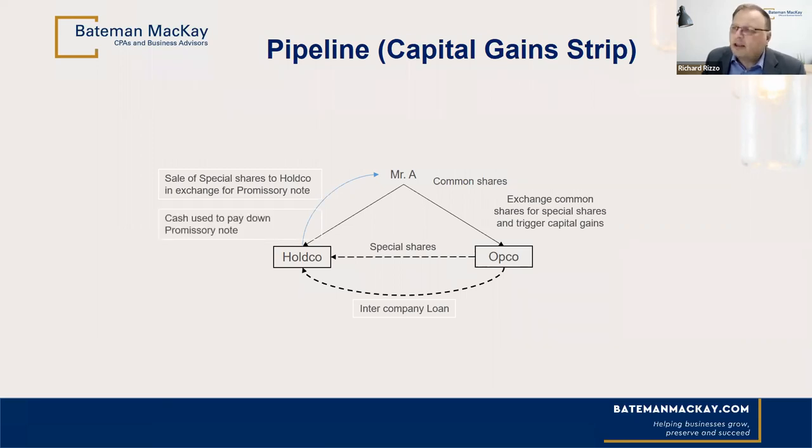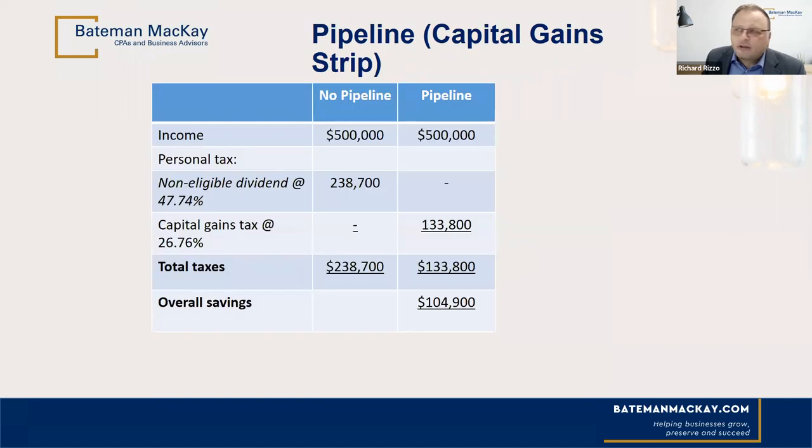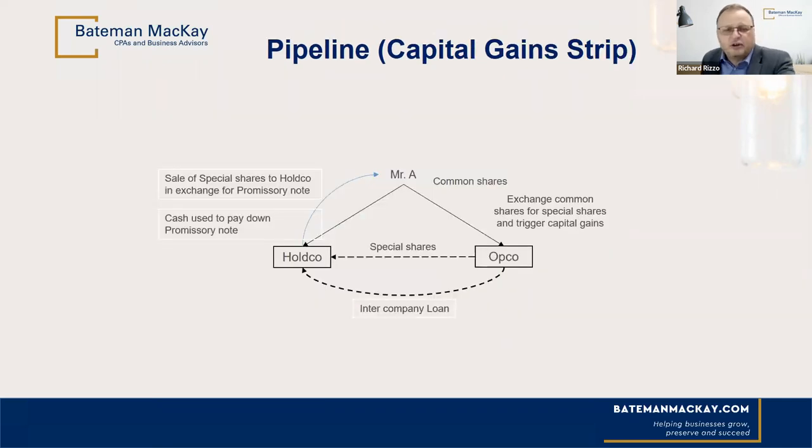So then the cash would be paid, the promissory note. So then just looking at the structure again, 3 years. So at this point, again, Holdco owns the special shares in Opco worth $1 million. Opco has a loan due from Holdco of $1 million.